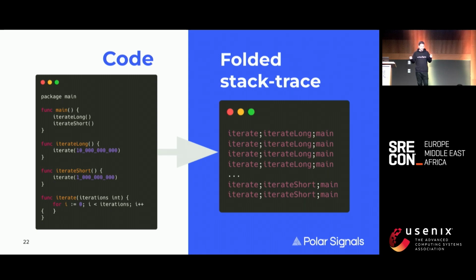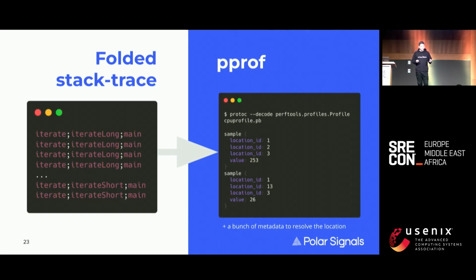We are going to look at the main function calling iterate long, and then iterate long calling the iterate function, and we are folding that into something where you can see the stack trace in a clear way, as kind of a linked list. Once we have those laid out in such a format, we can use a symbol table internal to pprof and reference location IDs to those strings, so we don't need to repeat ourselves. That's what the location ID is for. And we again have all the different locations and then the actual value that we observed for that specific stack.